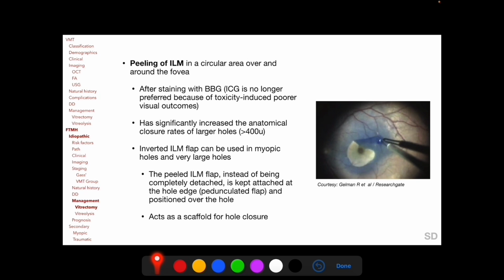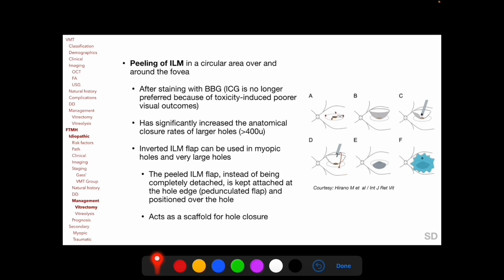Internal limiting membrane can be stained with brilliant blue G dye, and internal limiting membrane peeling, which has significantly increased the anatomical closure rates of larger macular holes, is now considered a crucial step in the surgical treatment of full-thickness macular holes. An inverted internal limiting membrane flap can be used as an adjunct in very large macular holes and in myopic macular holes.